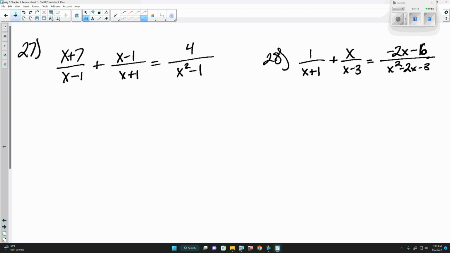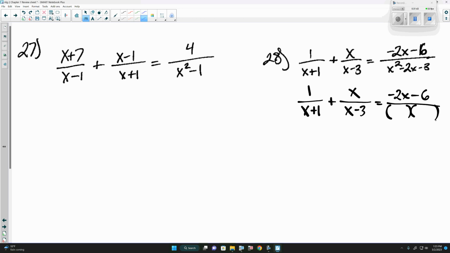We can look at one of the ones with restrictions. We can look at 28 or 27. 28. So if we look at this one here, again, we will need to list all of the restrictions, all the values of x that are going to make the denominator be 0. And we also need to factor any denominators that do appear.